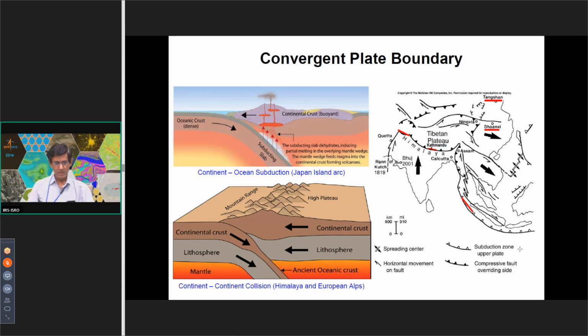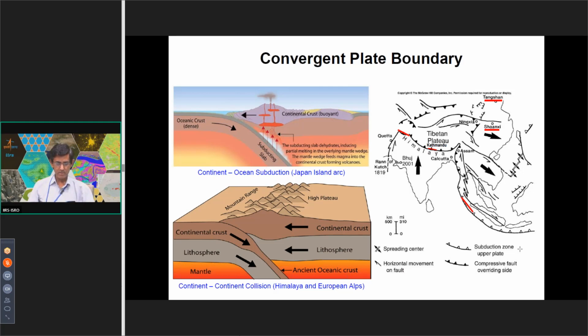Okay. So here you can see that the subducting slab dehydrates, and there is partial melting in the overlying mantle wedge, and then the mantle wedge feeds magma into it, and the volcano is taking place. Okay, then in the bottom, if you see, this is continent collision.